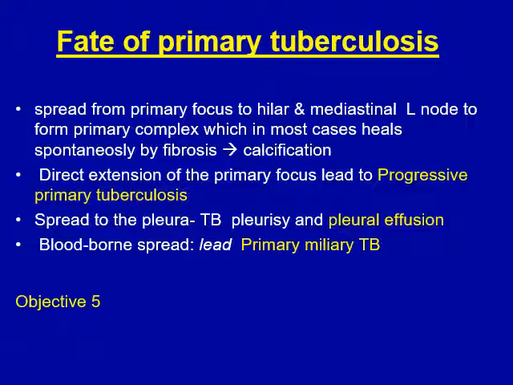Or there may be direct extension of the primary focus, leading to progressive pulmonary tuberculosis. This focus of lesion might extend to the bronchiole and go to other areas, leading to progressive pulmonary tuberculosis. Or it may extend to the pleura, resulting in TB pleurisy and pleural effusion. Or by extending to the blood and going to other areas, it leads to miliary TB and even meningitis also.